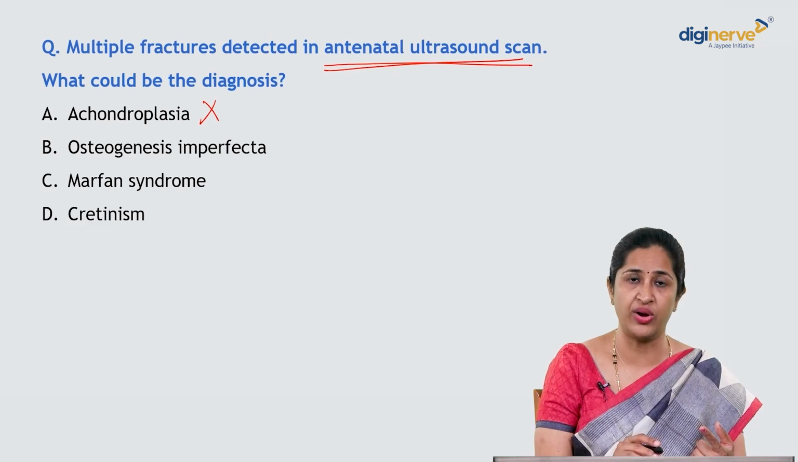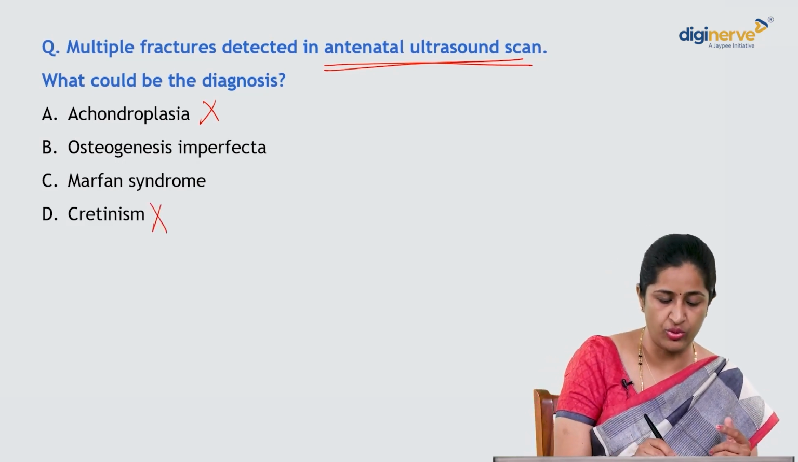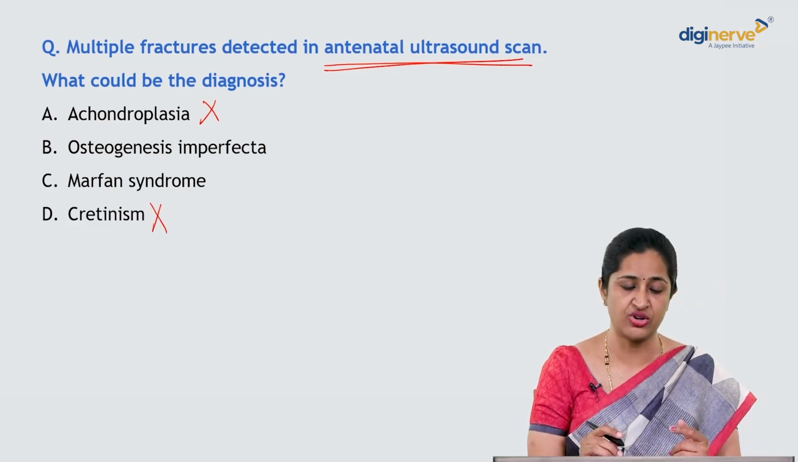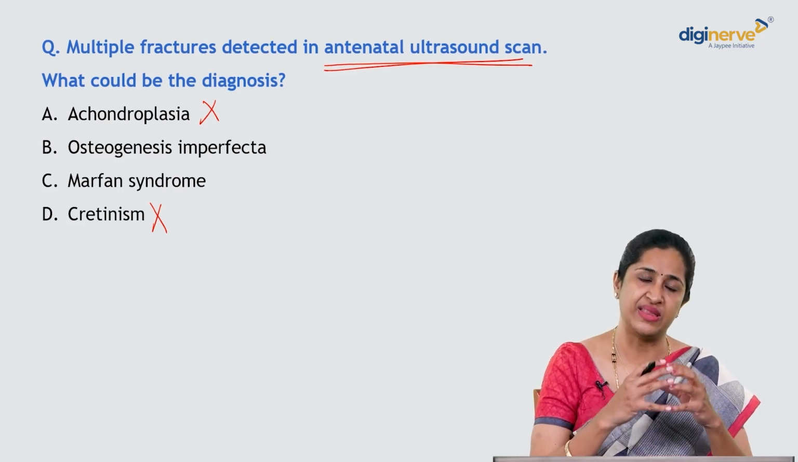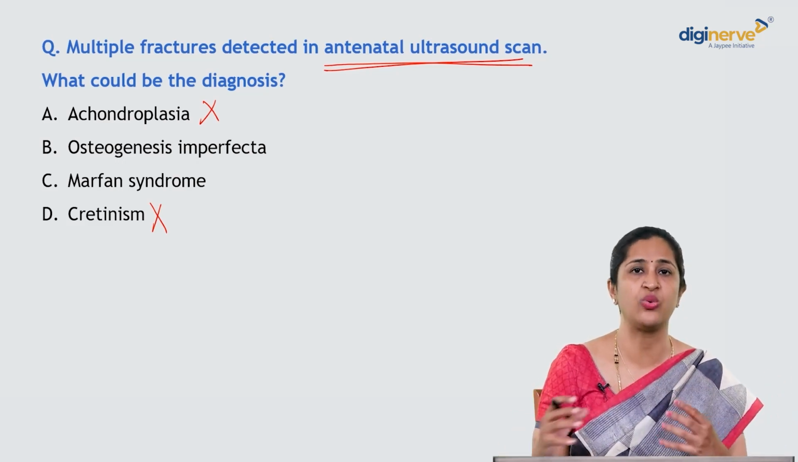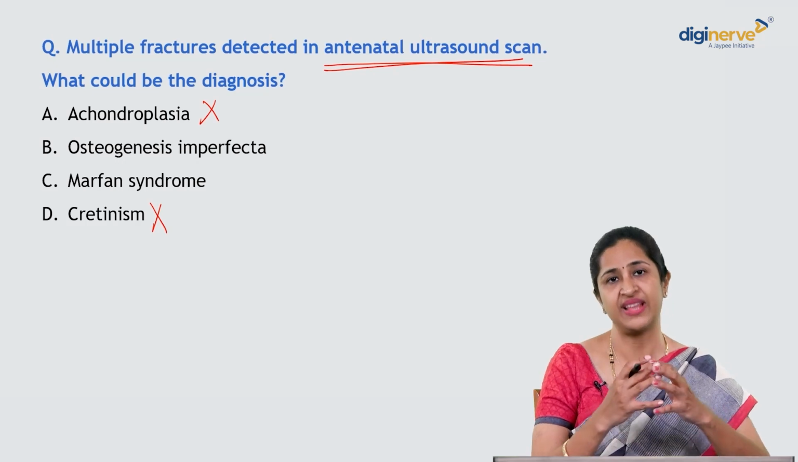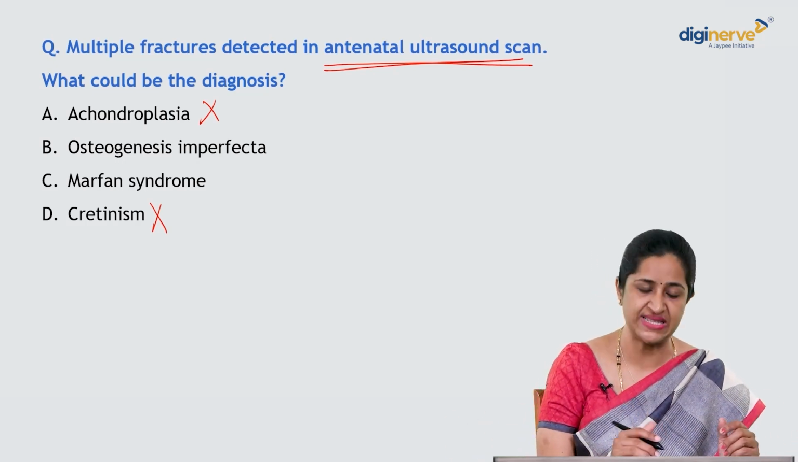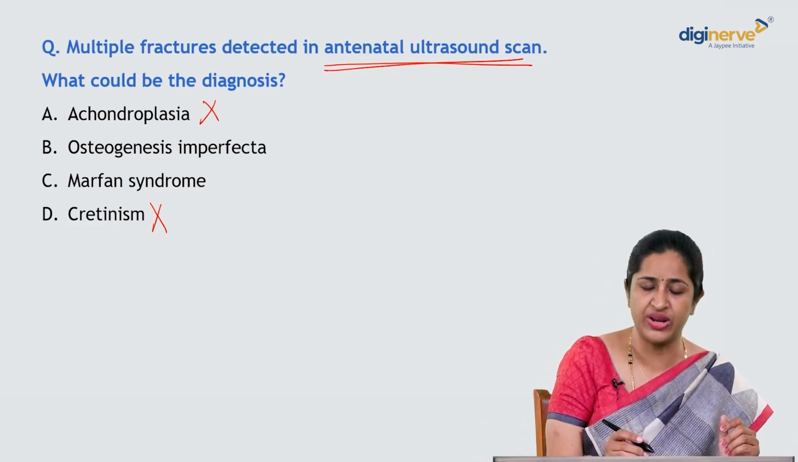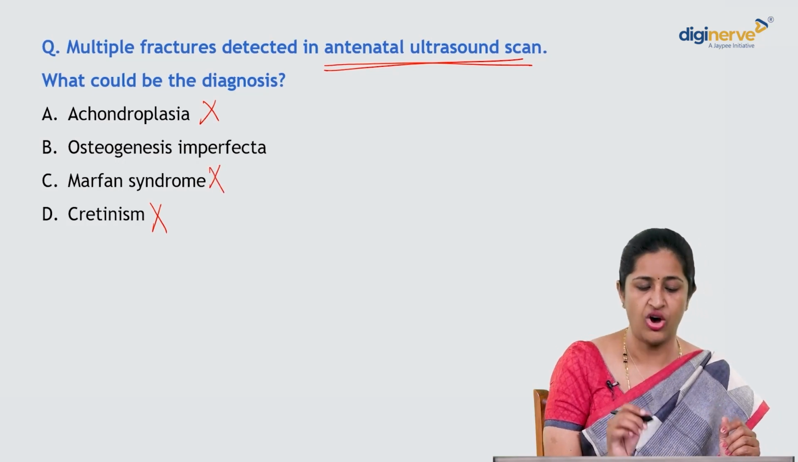Cretinism is a problem with the thyroid. It has a problem with muscles, not with bones. Marfan syndrome is a condition where the child has tall stature, however the bone density is not affected. There are long bones, however density is not affected. So there are no frequent fractures per se.